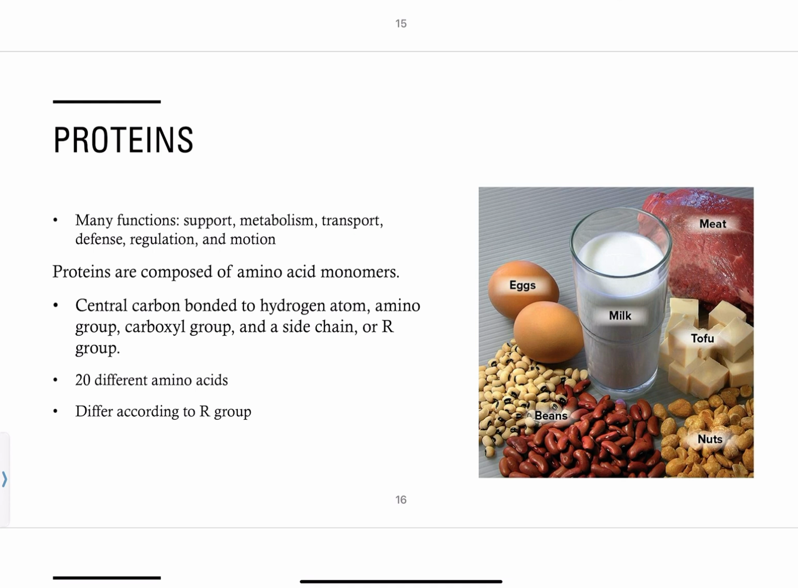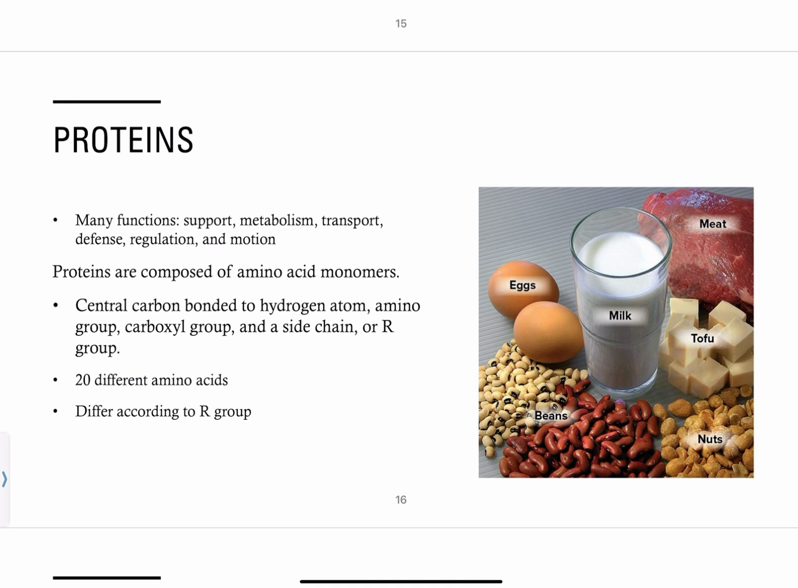And they have a wide range of functions. It's going to include things like support, if we're talking about collagen and connective tissue, metabolism, when they act as enzymes to speed up reactions, transport, so things like hemoglobin carrying oxygen, also defense, if we're talking about antibodies that are fighting pathogens, regulation, if we're talking about hormones like insulin, and even motion, if we're talking about muscle proteins like actin and myosin. Each protein is built from a unique sequence of amino acids, which is going to determine its final shape and function.